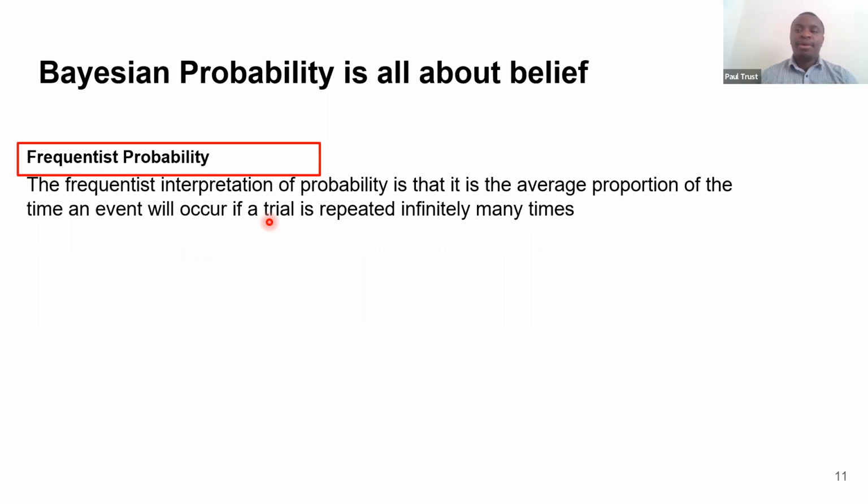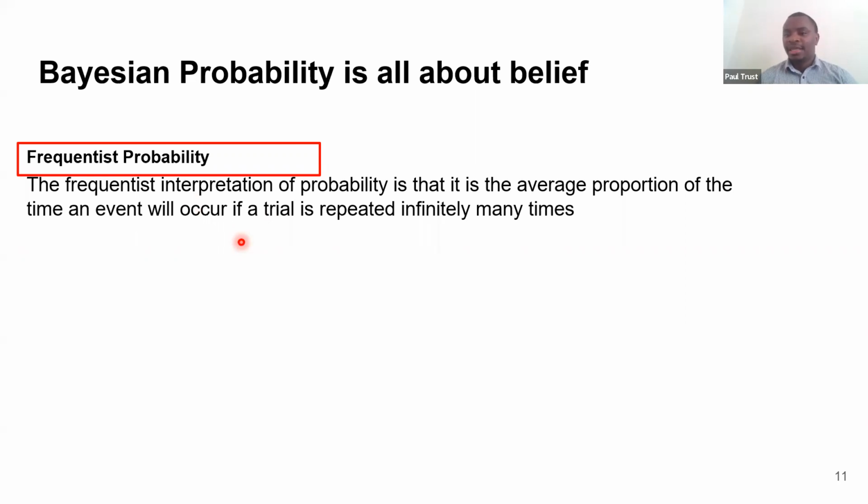Most of us, when we are taking undergraduate classes and most of the graduate classes, are taught statistical inference based on frequentist probability. Basically, the frequentist interpretation of probability is the average proportion with which an event will occur if a trial is repeated infinitely many times.